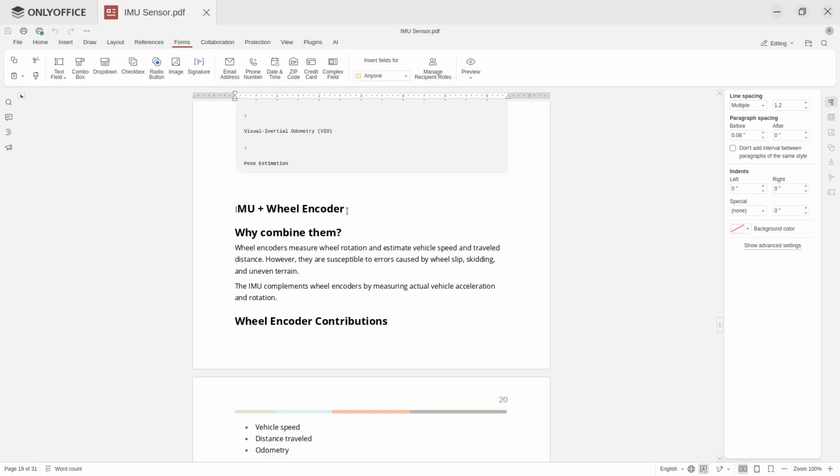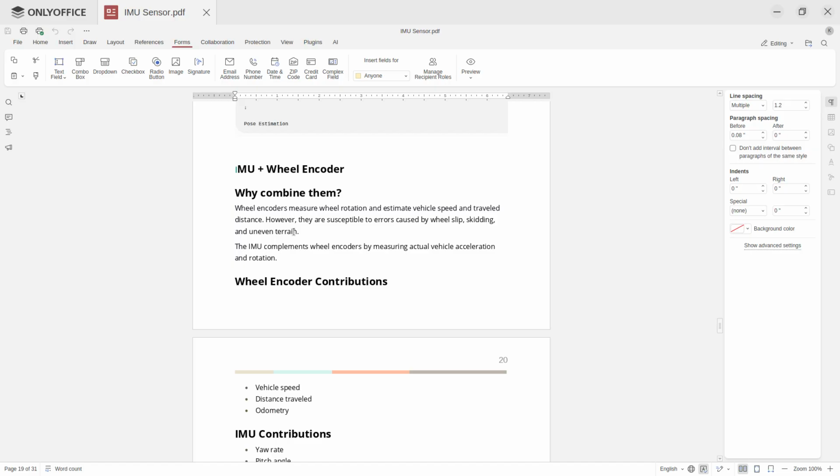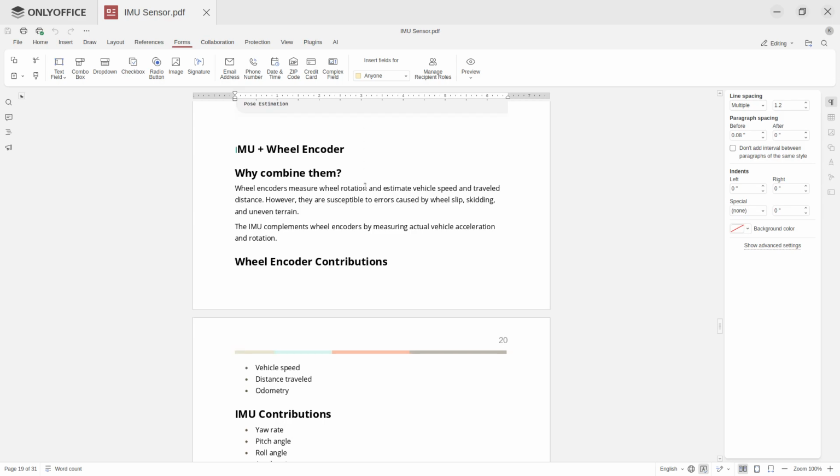Next, let us see IMU plus wheel encoder. Here there is an I, but for some reason we are not able to see it. Why combine them? Wheel encoders measure wheel rotation and estimate vehicle speed and travel distance. However, they are susceptible to errors caused by wheel slip, skidding, and uneven terrain. IMU complements wheel encoders by measuring accurate vehicle acceleration and rotation. So basically when we have two sensors, the positives of some sensors will help in one situation, and other sensors will have positive points in another situation. So it is better to use both of them, so that you always have good points. That is what it is all about.